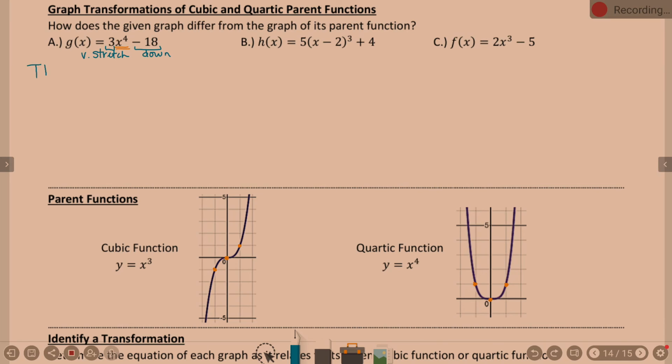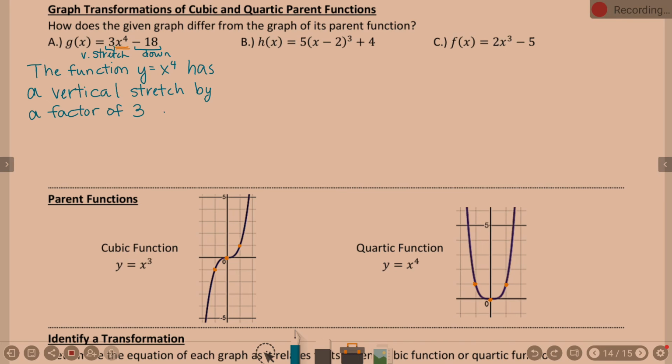So I'm going to say the function y equals x to the fourth has a vertical stretch. Don't forget to say the factor. So a vertical stretch by a factor of 3. So the function y equals x to the fourth has a vertical stretch by a factor of 3.